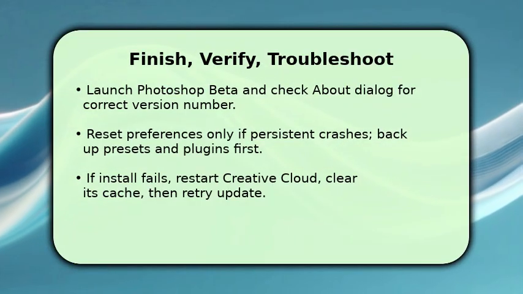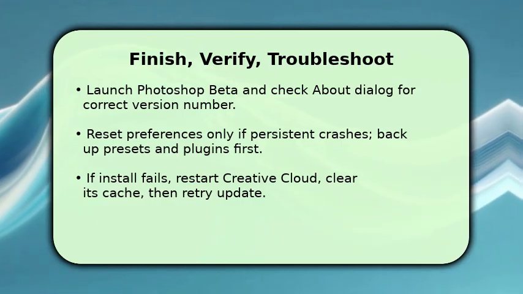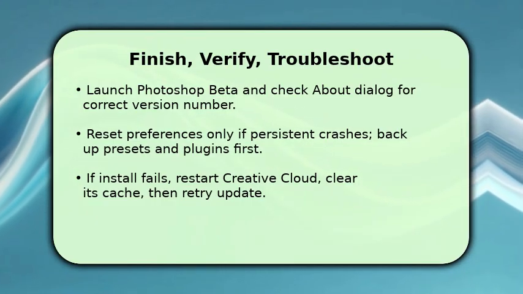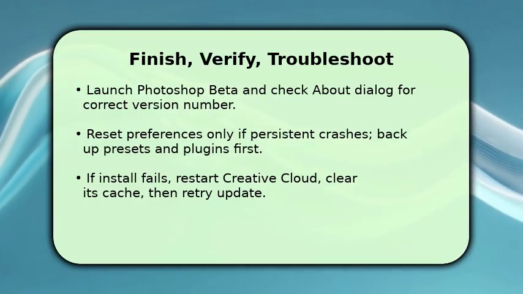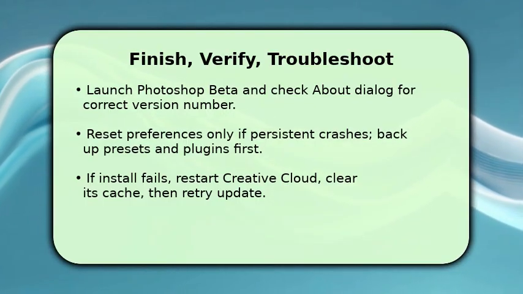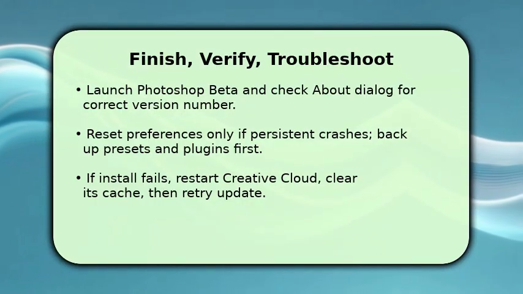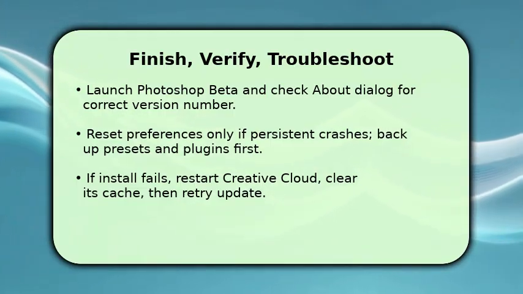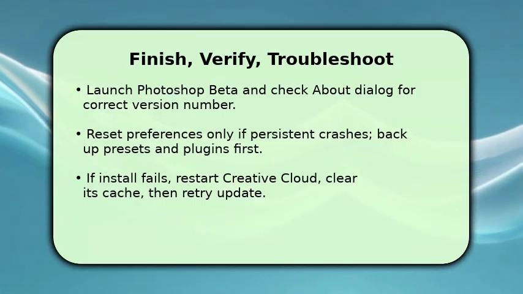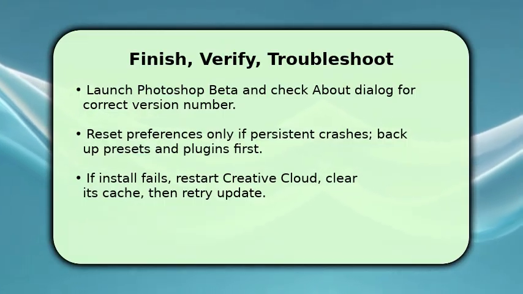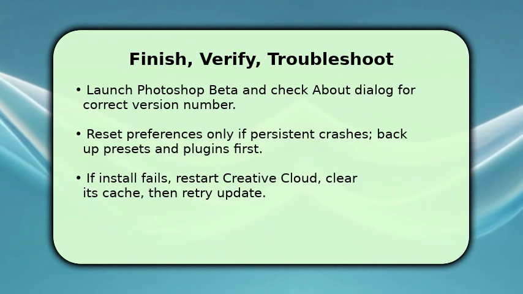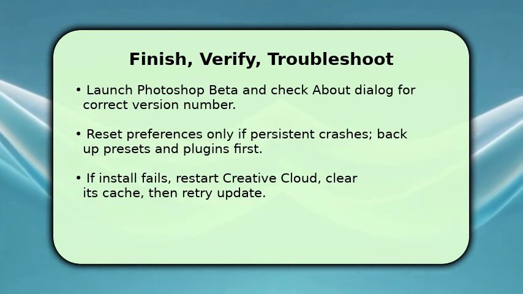This verifies success. You should test a quick project and confirm plugins load. If something breaks, backup presets and reset preferences selectively rather than wiping everything. If the update failed, restart Creative Cloud Desktop, clear its cache via preferences, and rerun the beta update. This resolves corrupted downloads. If problems persist, export logs and contact Adobe support while continuing to run the stable photo.